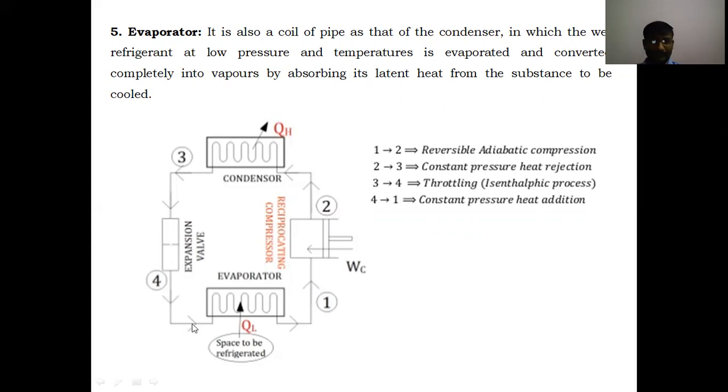So after the expansion valve, the wet vapor is sent to the evaporator. After expansion, the condition of the refrigerant is wet vapor, which is at low pressure and temperature. The low temperature refrigerant will be sent to the evaporator, at which the heat is absorbed from the required place to be refrigerated.